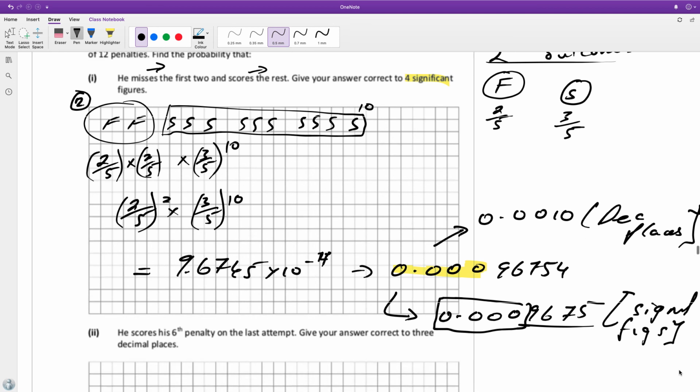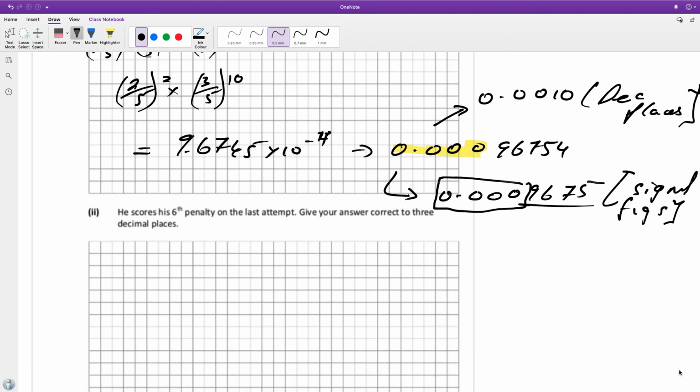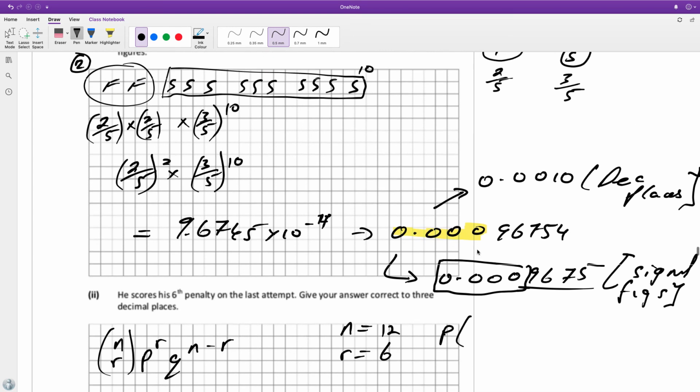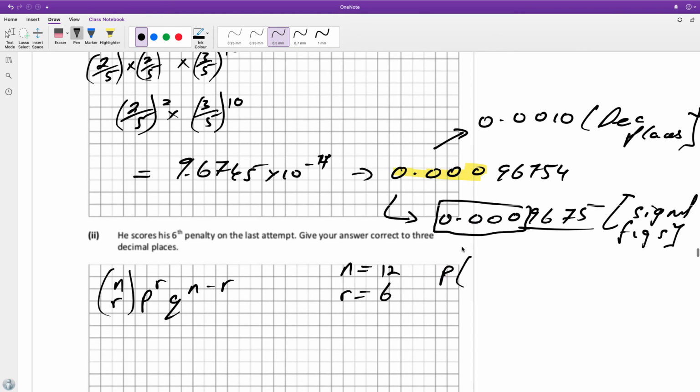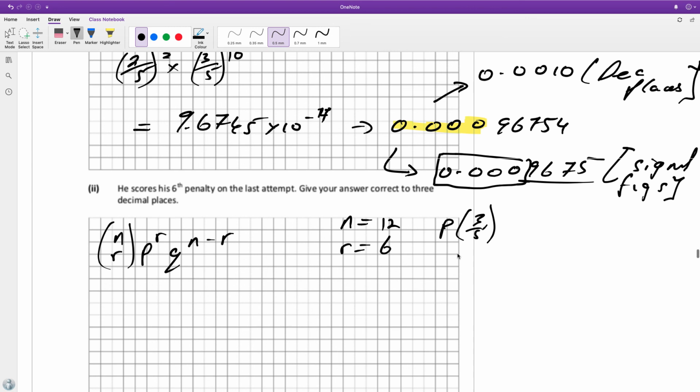Right. Last little bit for today. He scores his 6th penalty on his last attempt. Bernoulli. N over R. P to the power of R. Q to the power of N minus R. What's N? 12. R. 6. P. Probability of success. 3 over 5. Q. Probability of failure.